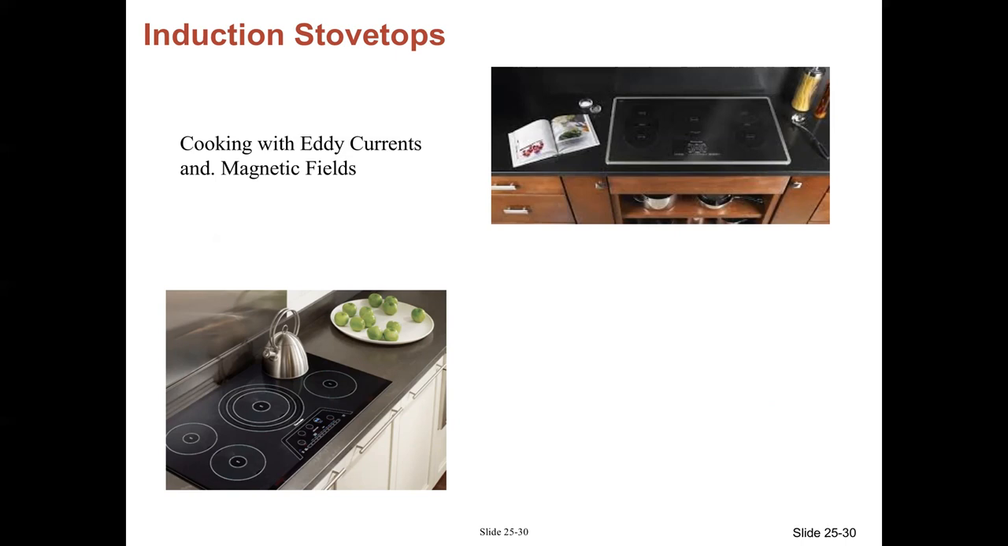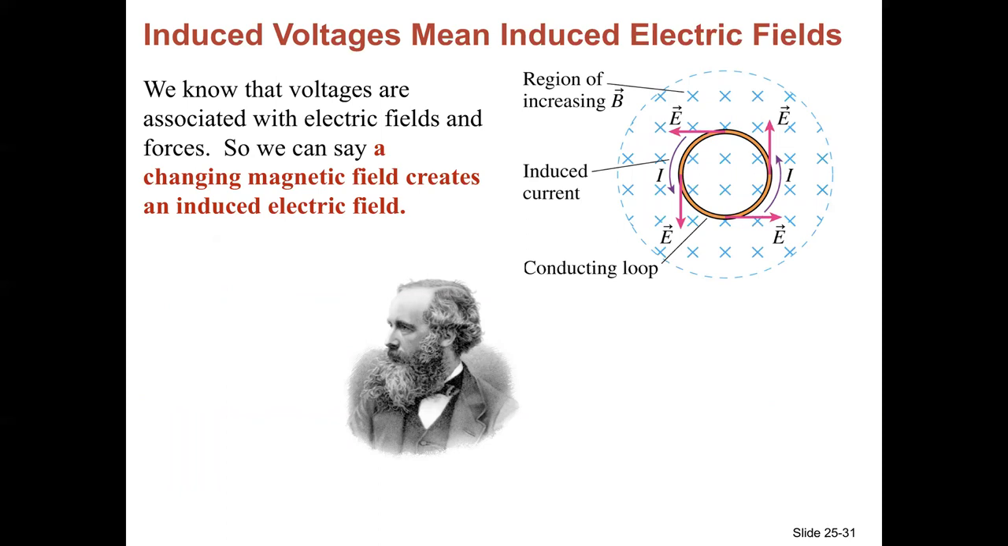The last and the most important application of this effect is that it finally allows me to answer for you the question I left you with before spring break as to what is actually waving inside of a light wave. And we have both Michael Faraday, but also Scottish physicist James Clerk Maxwell to thank for this. So this idea of a changing magnetic field creating a voltage. Remember that a voltage is really a different way, speaking in terms of energy, to talk about an electric field. So we can equivalently talk about Faraday's law as that changing magnetic field creating an electric field that drives this induced current.